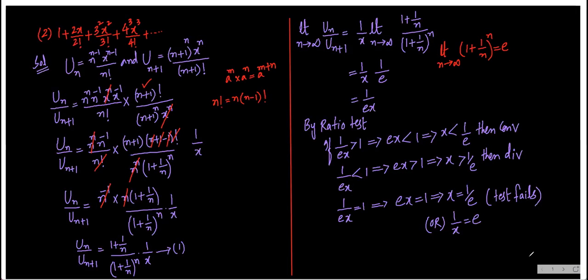Okay. So test fails. After that, when x is equal to 1 by e, we proceed with our problem. When x is equal to 1 by e, which also means that 1 by x is equal to e, we have to substitute in our equation number 1. You see here, this is our equation number 1. Here I am going to substitute 1 by x value as e.